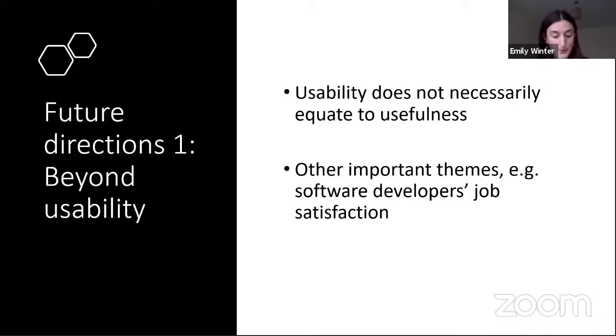Like any new tool, automatic program repair tools will displace certain tasks and replace them with new ones. For example, they may replace the need for manual debugging with other tasks, such as choosing between patches, validating patches, and maintaining them. And this may have implications for software developers' workflow, their perceptions of their work life, and even their job satisfaction. So I think it's really important to move beyond usability to consider some of these other themes as well.